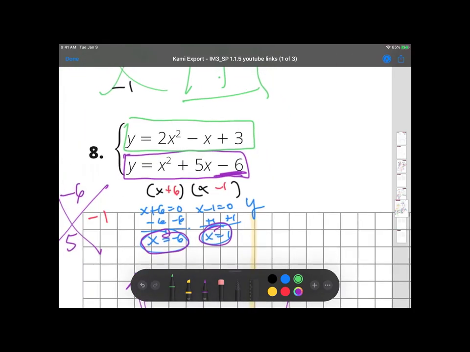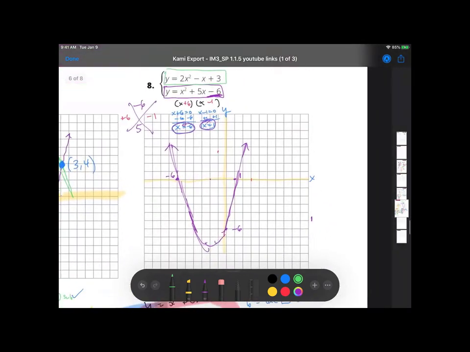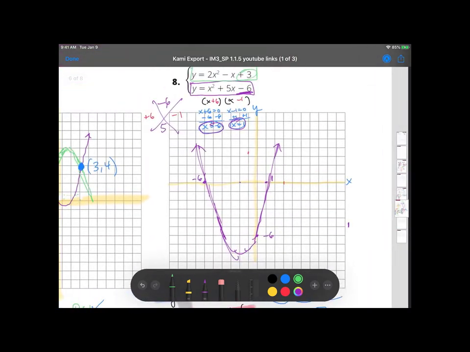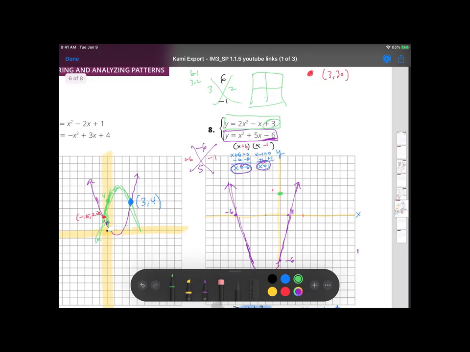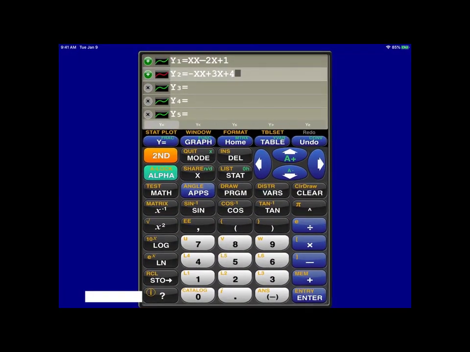Okay, what does that mean? So my graph is going to go through 3 and it opens up, so it might look something like, I don't know. And then the purple, I don't know, goes through it once. Let's see what our graphing calculator says. Clear.